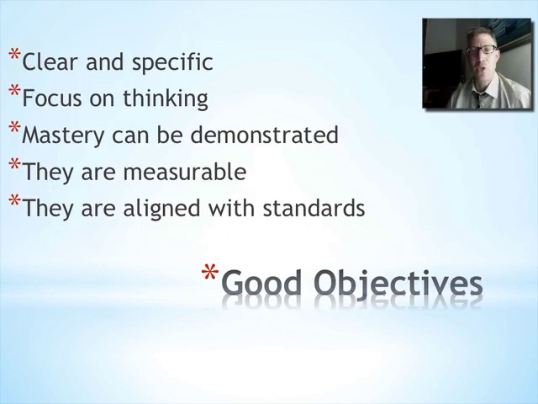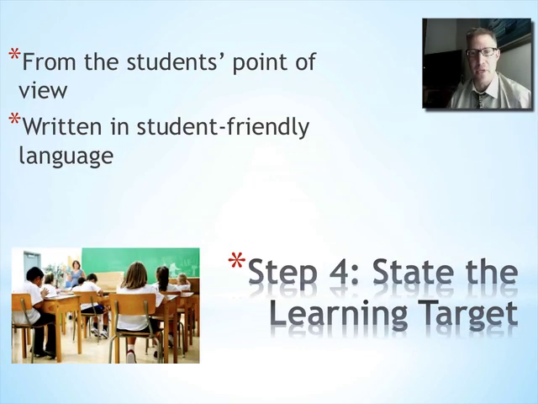So wrapping it up, what's a good objective? It's clear, it's specific, it focuses on thinking. There's a way that you can demonstrate mastery, they're measurable, and they're aligned with the standards. So once you've done all of those things and you've had these good objectives, you want to state the learning target. This is what I think should belong on the board in your classroom. This is what you're going to share with the students throughout the instructional period. It's written from the student's point of view, so the students can understand it, and again, so the students can take on the responsibility along with you to ensure that learning is taking place and mastery is being achieved in your classroom.